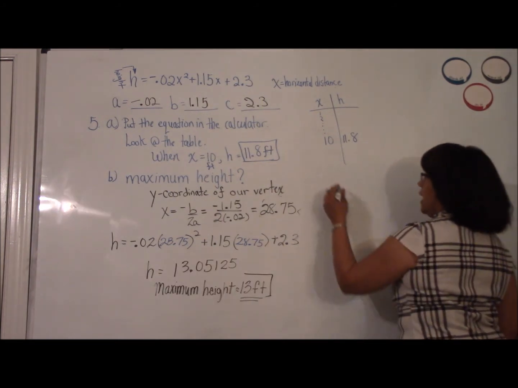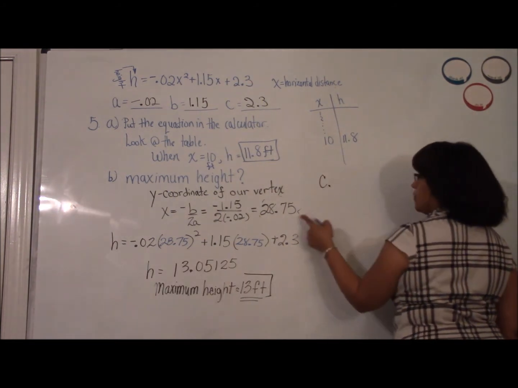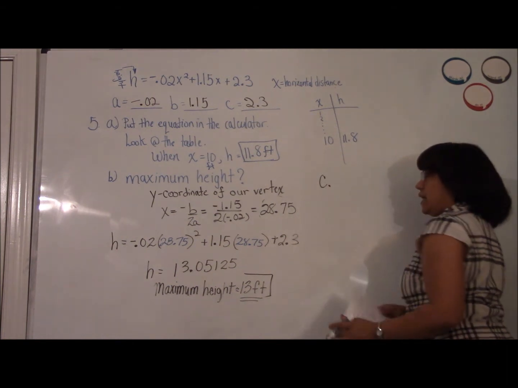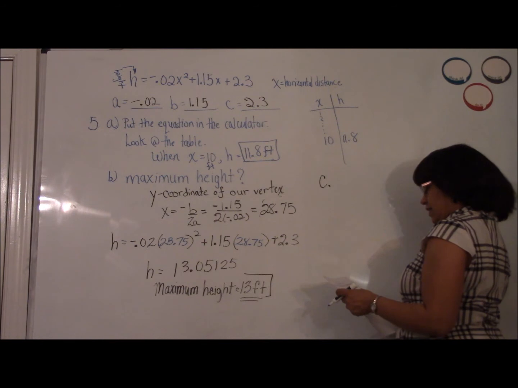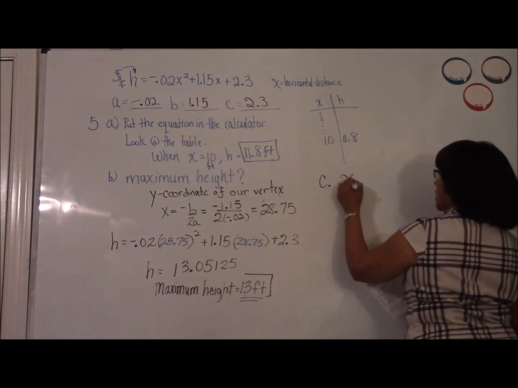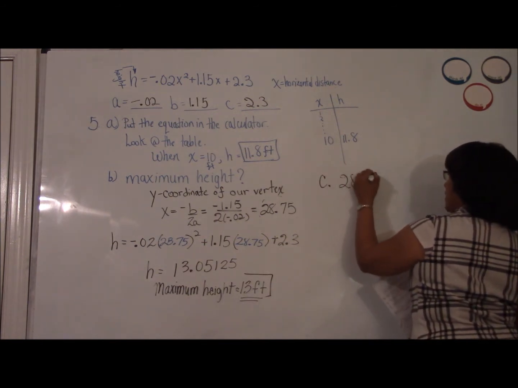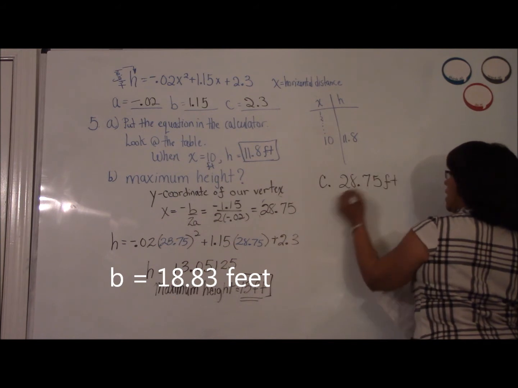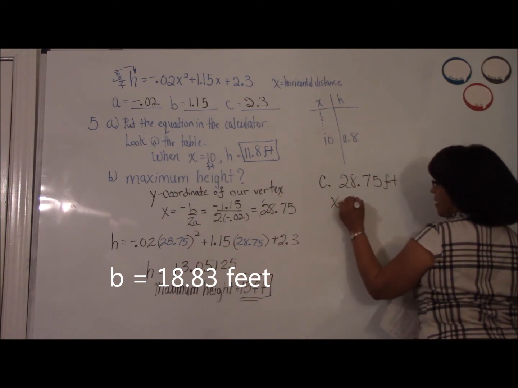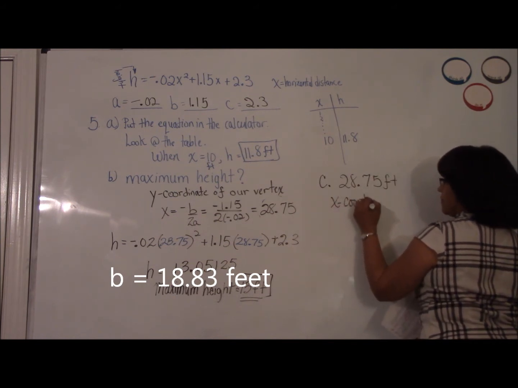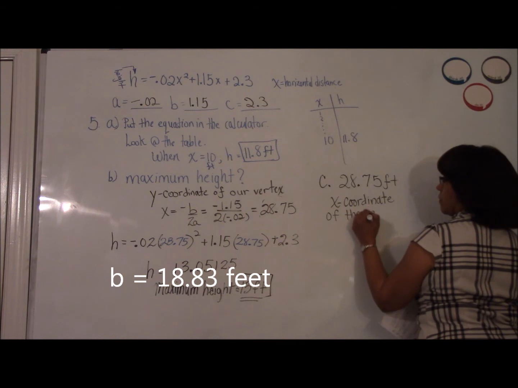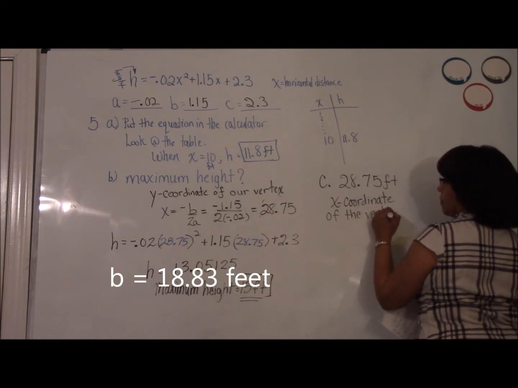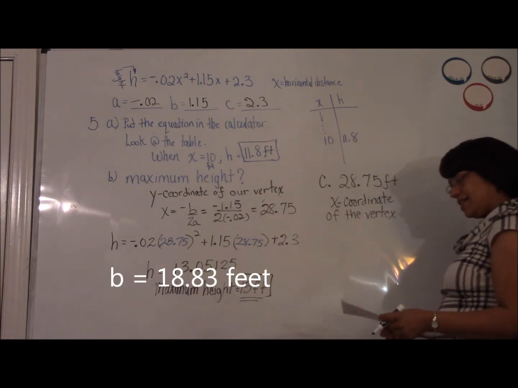The height is 19 feet. And then if we go over here, the answer for C is 28.75 feet. So the distance downfield is 28.75 feet. So that's actually the x coordinate of your vertex. Okay, so that's letter C.